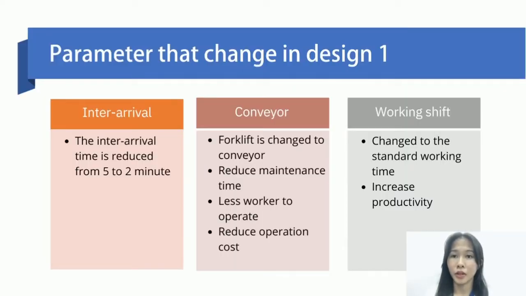For improved model 1, the inter-arrival time is reduced from 5 minutes to 2 minutes. Operation cost can be reduced when the forklift is replaced by the conveyor. This is because fewer workers will be needed to drive the forklift and the maintenance will be reduced. The working shift is changed to the standard working time, which allows the worker to rest 50 minutes every 5 hours of working time. The throughput for this model is 500.